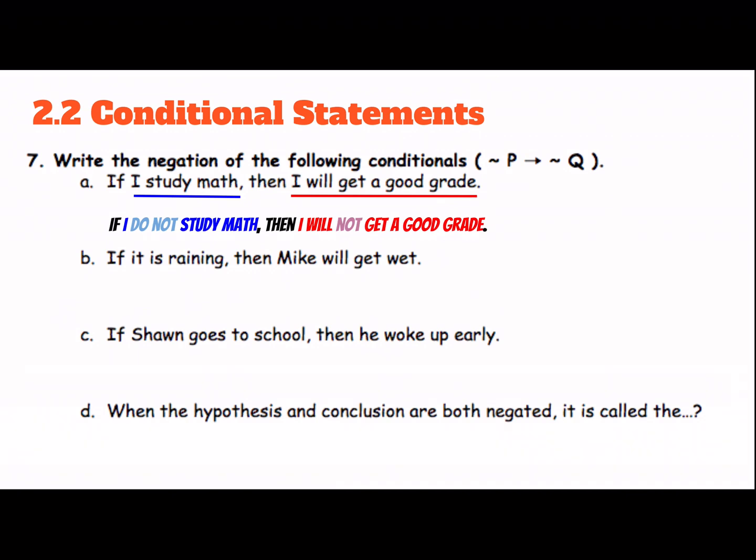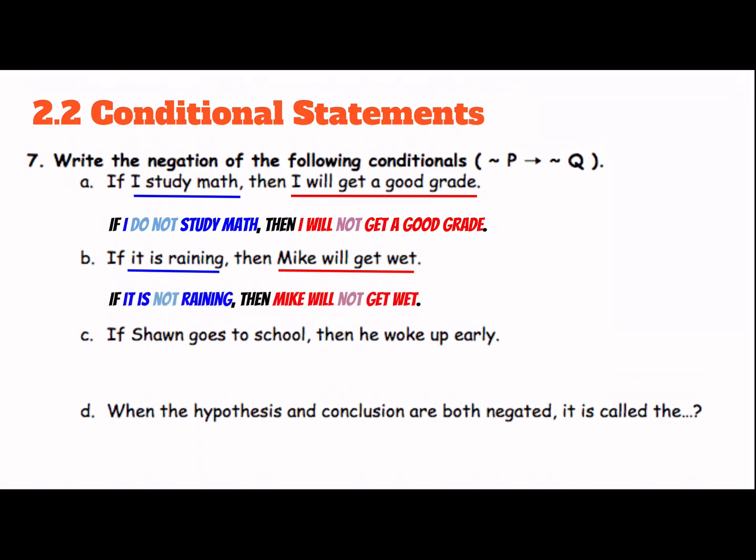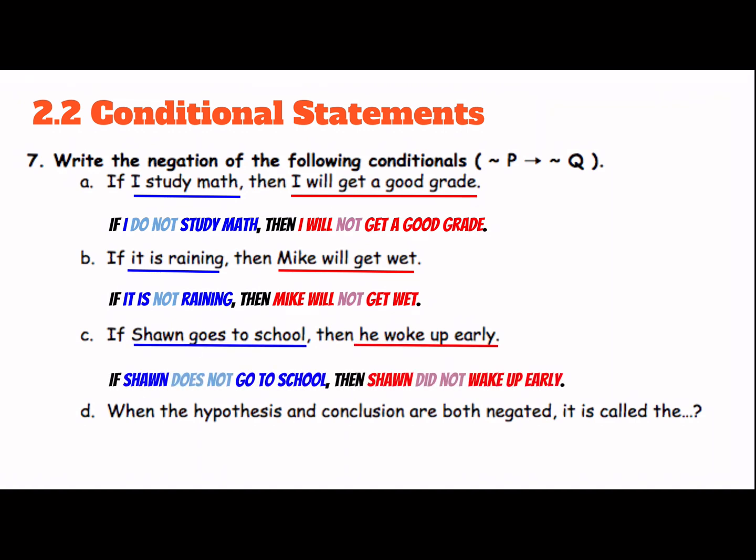So go ahead, pause the video, do B, C, and D. All right, so for B, we have if it is raining, then Mike will get wet. So we can say that if it is not raining, then Mike will not get wet. And for C, if Sean does not go to school, then Sean does not wake up early. Once again, we're just adding the negation. We're making both of those negative there.